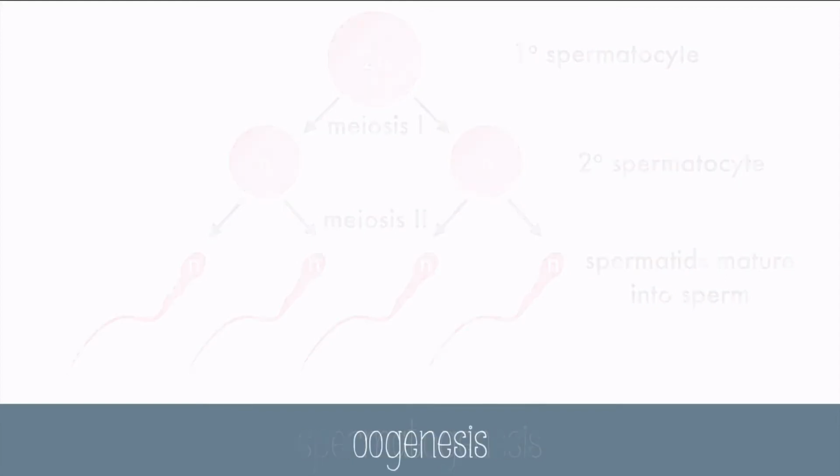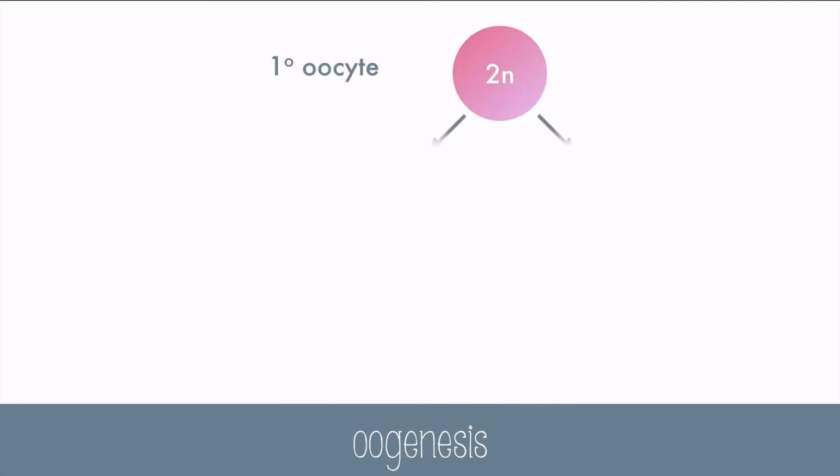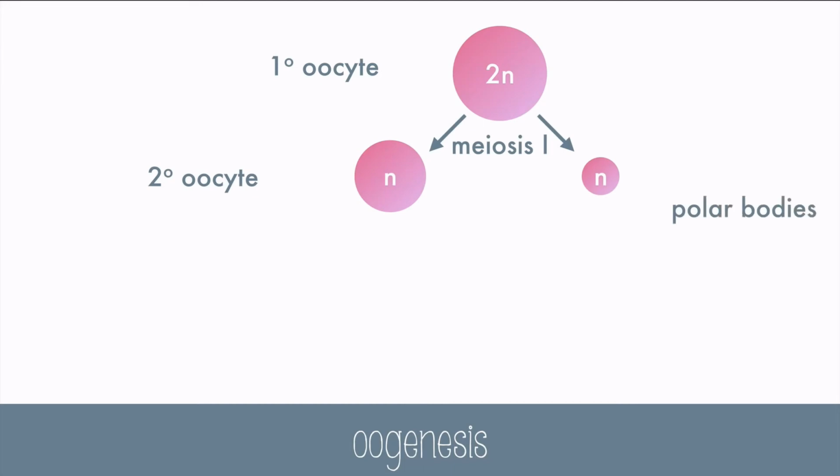The creation of an egg, also known as an ovum, is called oogenesis. Like spermatogenesis, it will start with a diploid cell called a primary oocyte. But after meiosis I, the cytoplasm is divided unevenly, and one cell gets most of the cytoplasm. The cell with the most cytoplasm is called the secondary oocyte, and the other small cell is a polar body. Both of the cells are haploid, with all chromosomes duplicated.